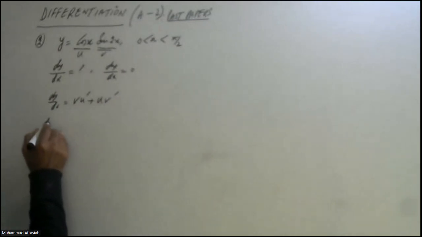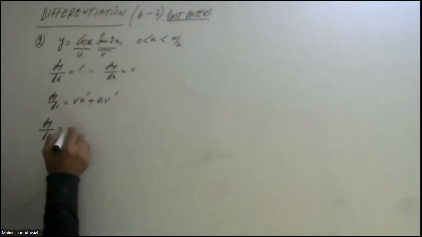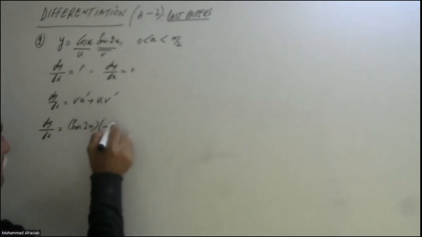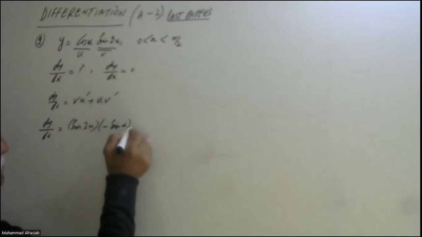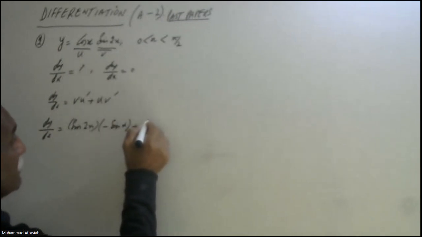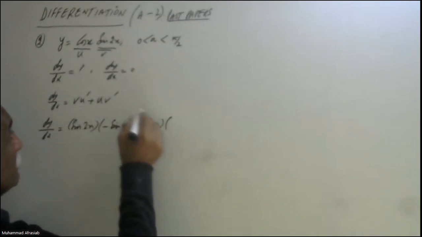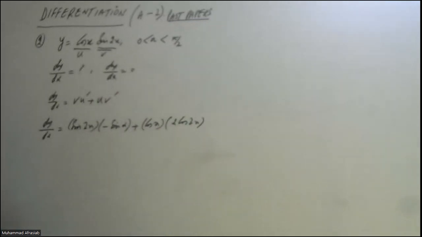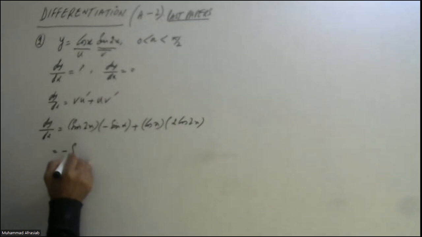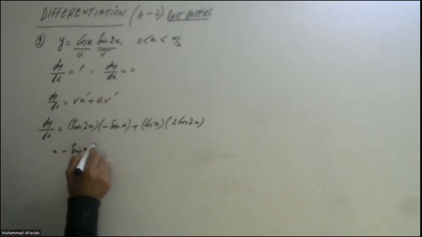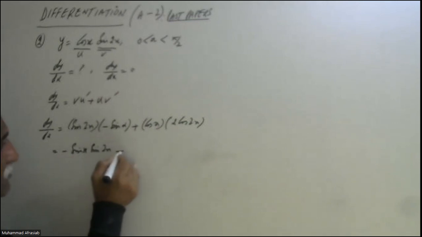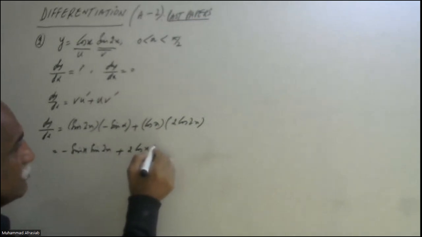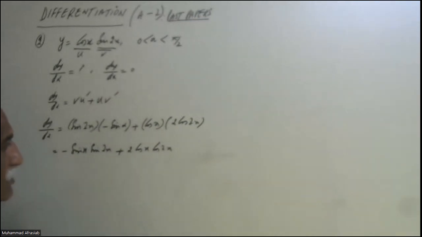So this expression will become dy by dx is equal to sine of 2x as is, and cos x derivative is minus sine of x, plus cos of x as is into derivative of sine of 2x, which is 2 cos of 2x. So this will become minus sine of x sine of 2x plus 2 cos of x into cos of 2x.